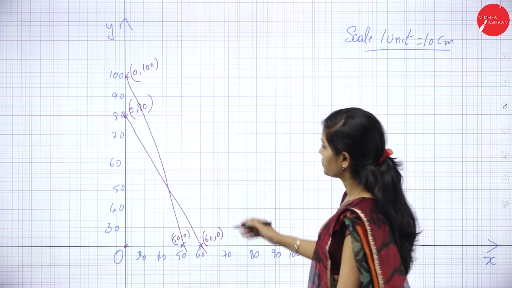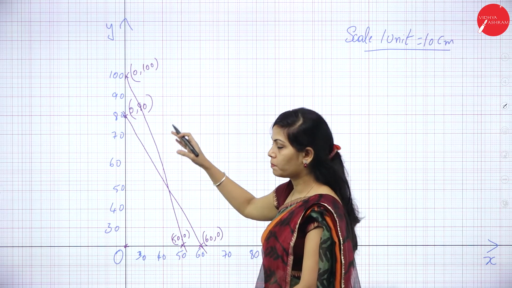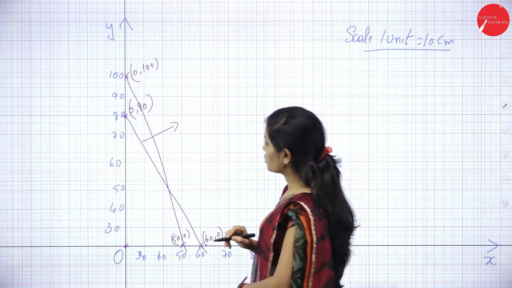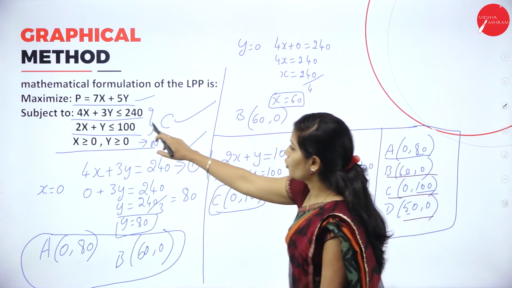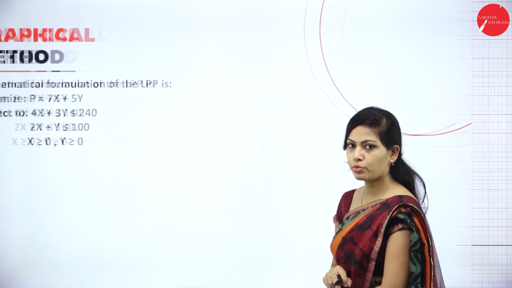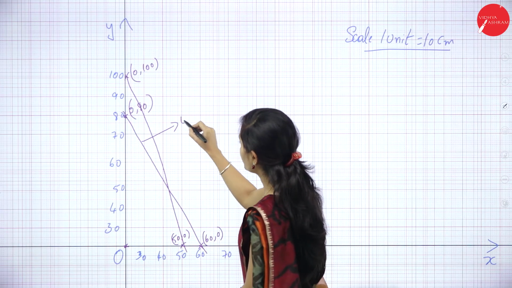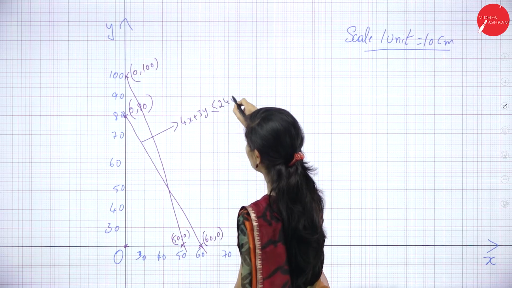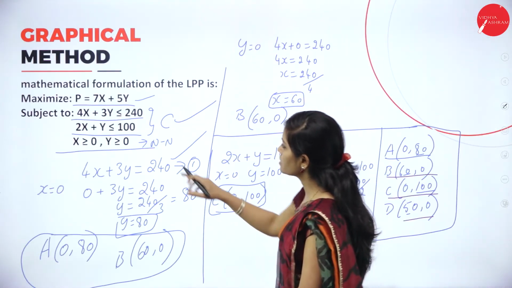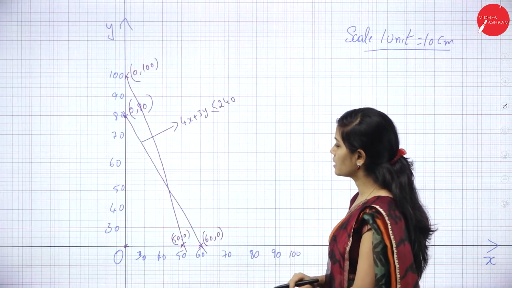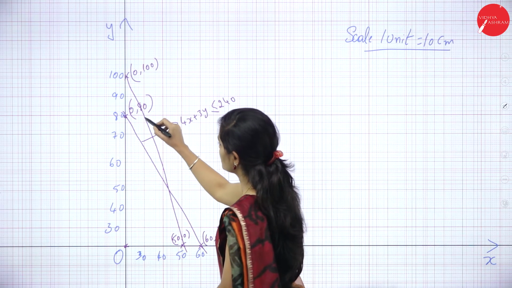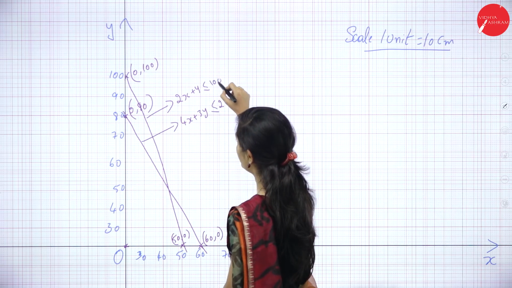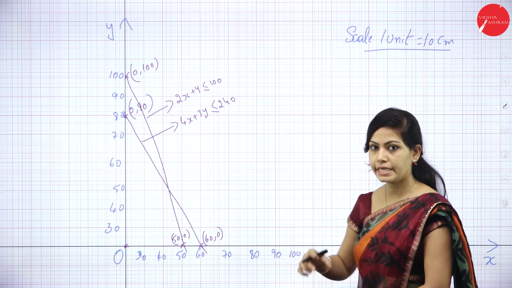So here I have connected two constraint lines. This is the first constraint: 4x plus 3y less than or equal to 240. The second constraint is 2x plus y less than or equal to 100. So we got the constraint lines.